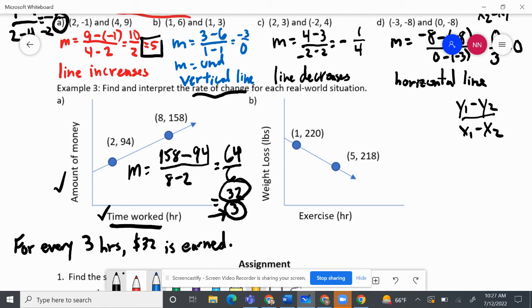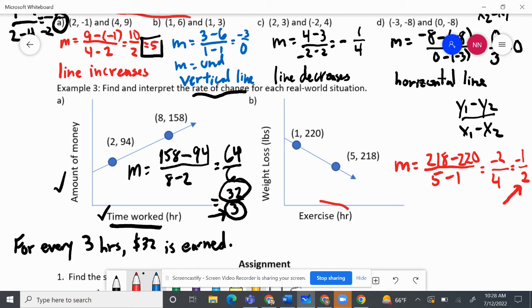Now let's look at letter B and do the same thing. If we're looking at our slope, we're going to go m equals 218 minus 220 over 5 minus 1. That gives me -2 over 4, which is -1/2. So that right there is my slope. Now, when I'm describing it, remember, x is my independent variable. So that's the given. So I have to start with exercising, and then weight loss happens.